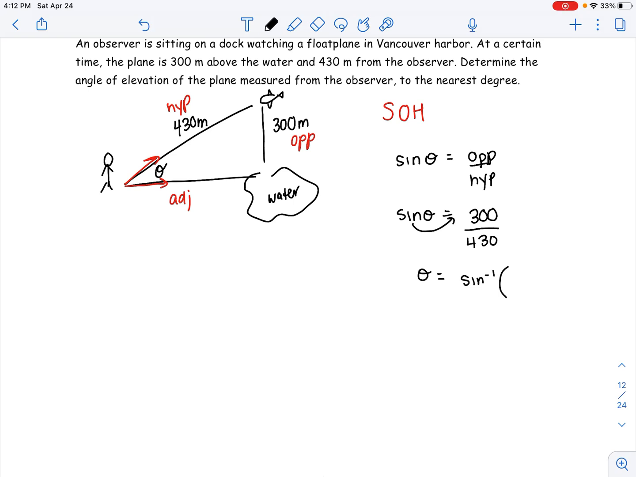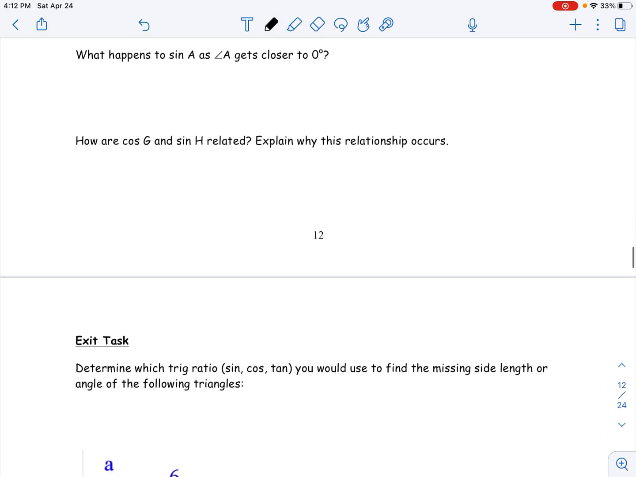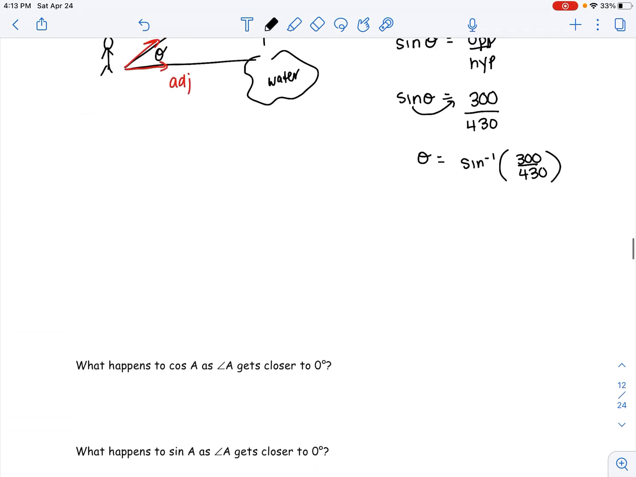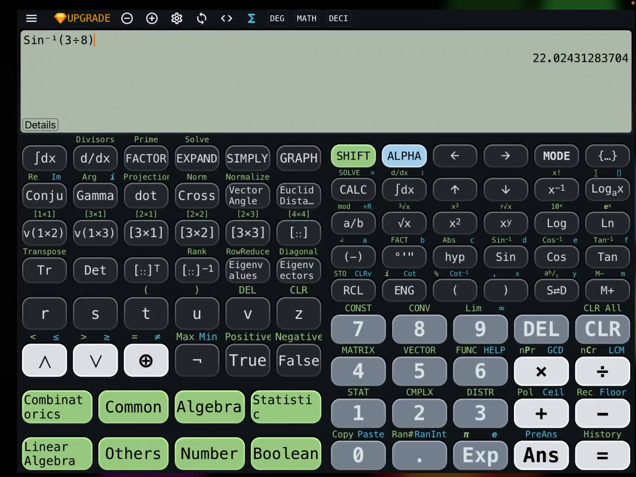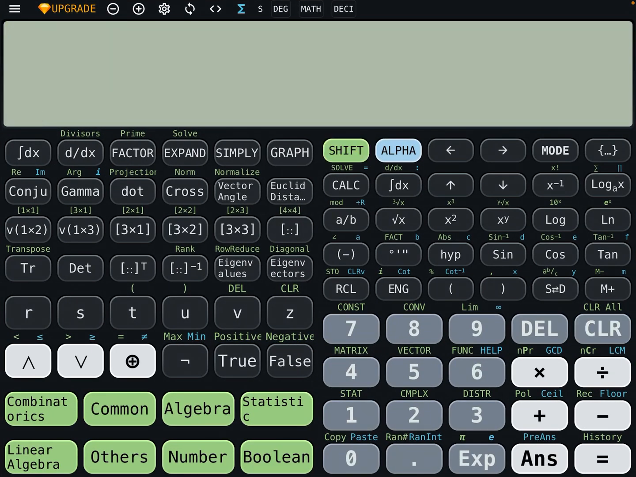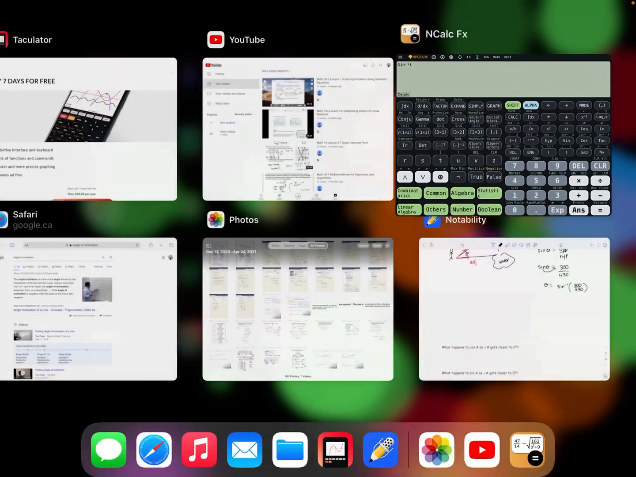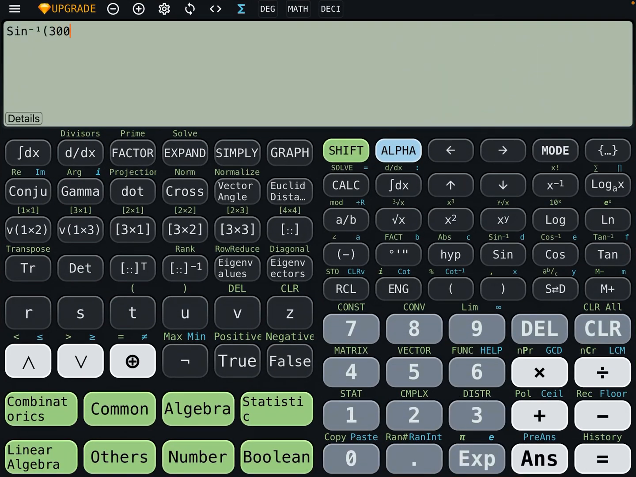So anytime you shift and isolate for an angle, you're going to do the sine inverse or cos inverse or tan inverse. It really doesn't matter. So in your calculator, you're doing sine inverse of 300 divided by 430. Okay, so sine inverse of 300 divided by 430 is 44.2.